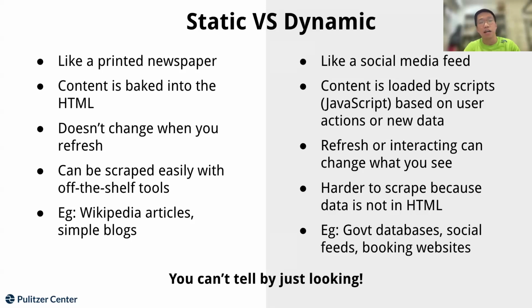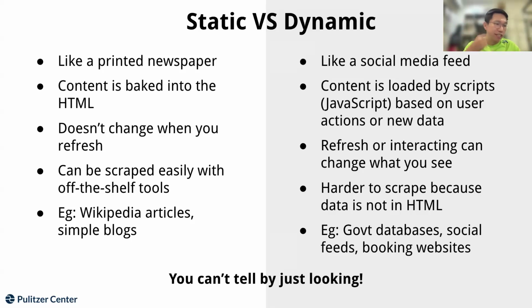But in our case, we are looking at a group of websites called dynamic websites. So we have to know that before we scrape a website, usually you have to know whether it's a static website or a dynamic website. The difference here is that a static website is like a newspaper, right? If you inspect the HTML source code, you're able to see your data in the HTML source code, okay?